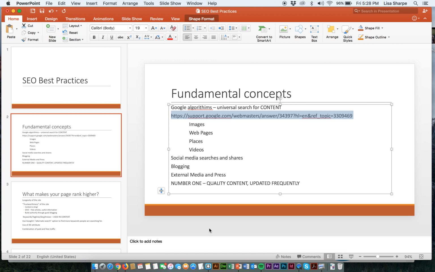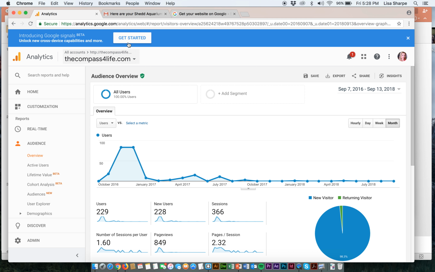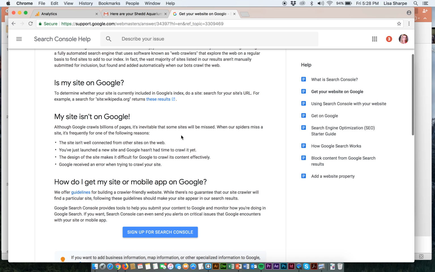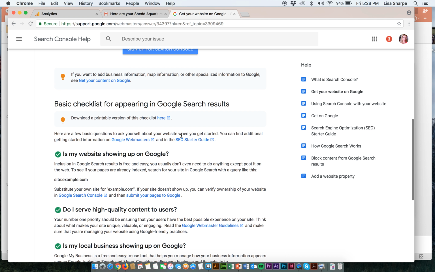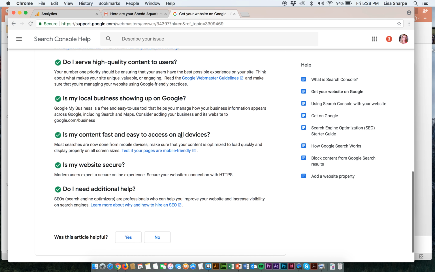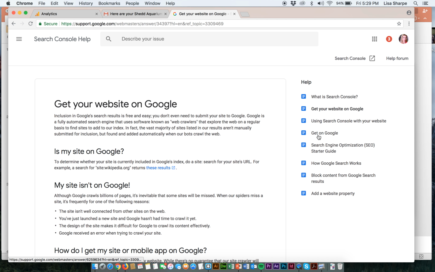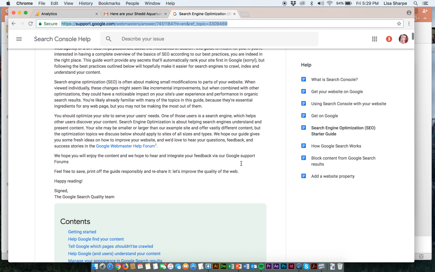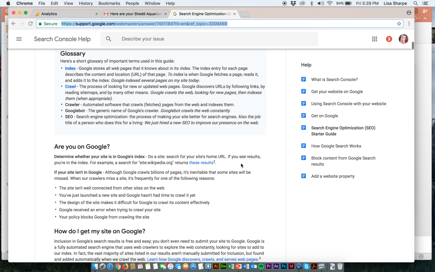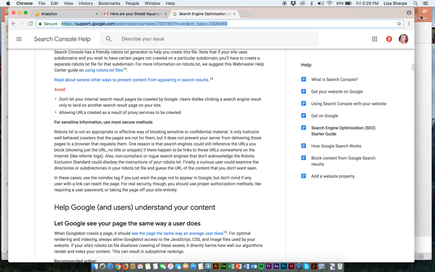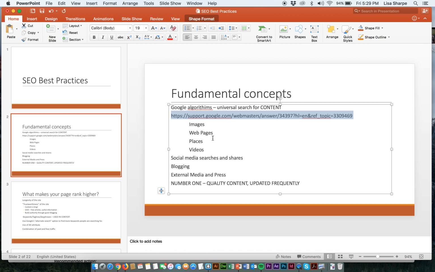So I've included a little link here, and let's pull it up in Chrome. It's a wonderful, constantly updated document called Get Your Website on Google. So basically what I'm going to go over today is a short version of what this document contains. So get on Google, Search Engine Optimization Starter Guide, and you should definitely read it every year. So I'm going to distill some of that knowledge for you in this presentation.